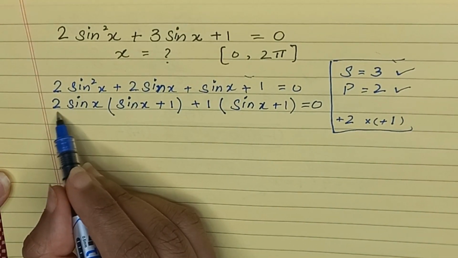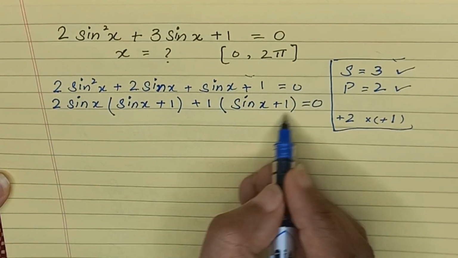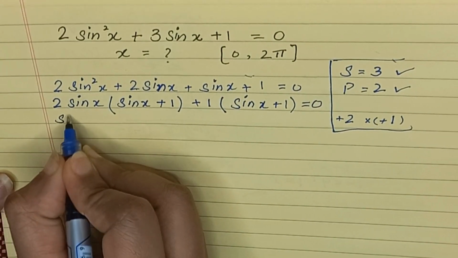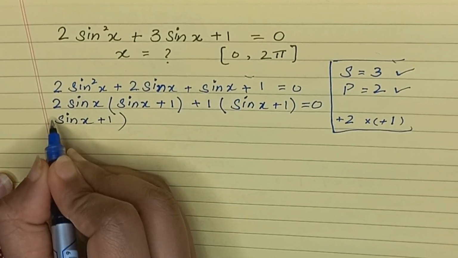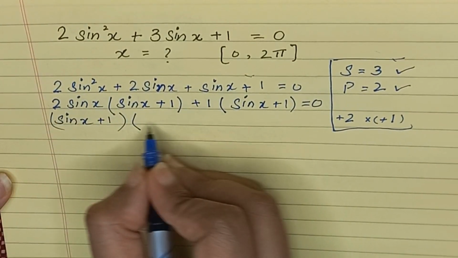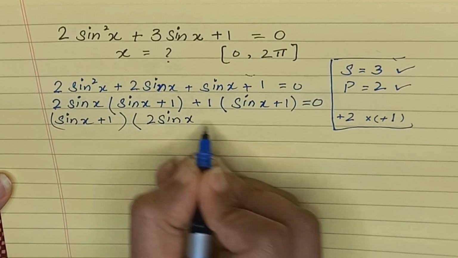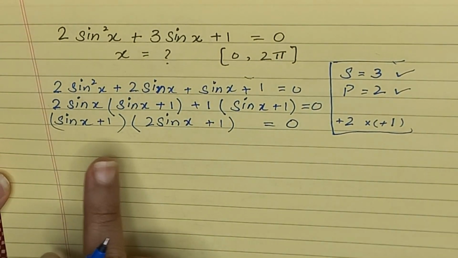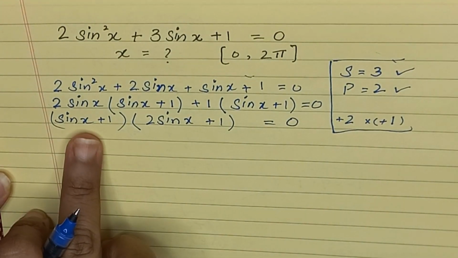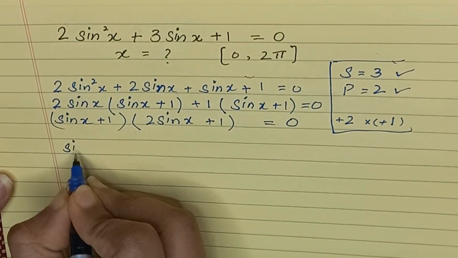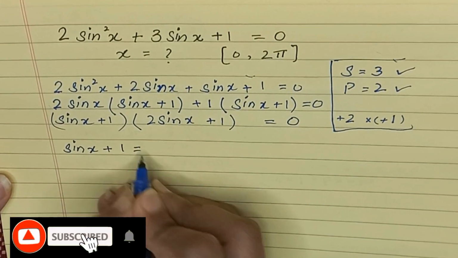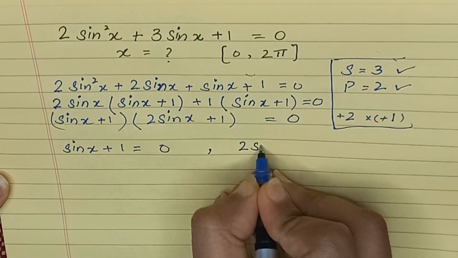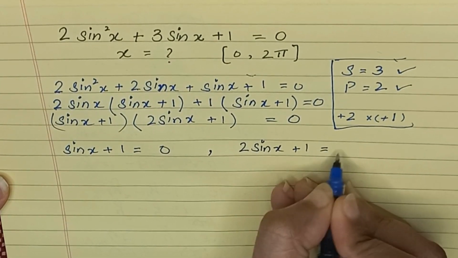Now here we have two terms. First term is this and second term is this. So from these two terms we have sine x plus 1 common. Now we have left 2 sine x plus 1, which is equal to 0. So from here we have two factors which are equal to 0. So we have two cases: sine x plus 1 is equal to 0 and 2 sine x plus 1 is equal to 0.